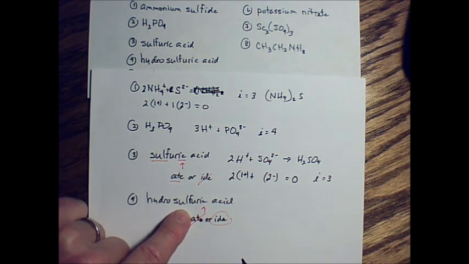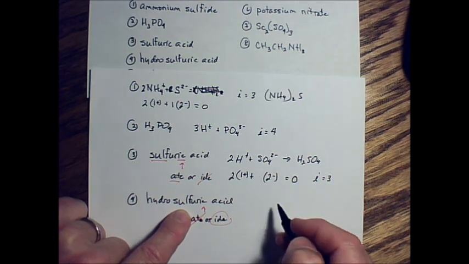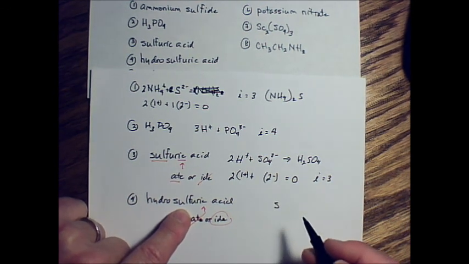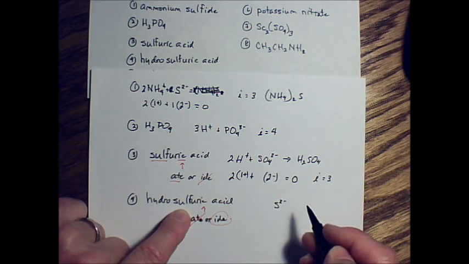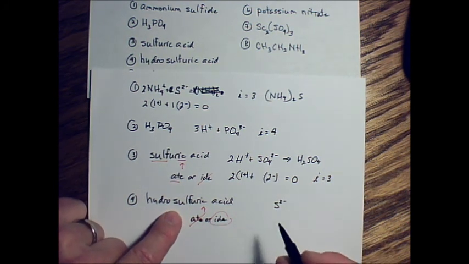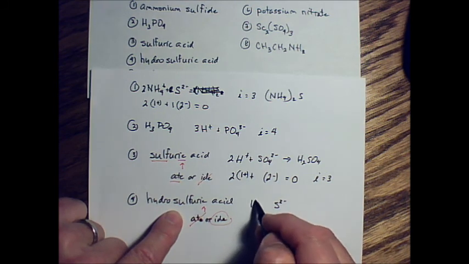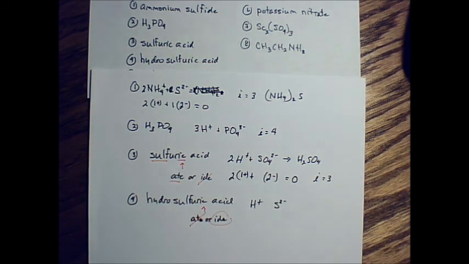Well, that should be sulfur. What kind of charge does a sulfide have? 2 negatives. It has to be a negative charge. If it's an acid, what do we put on the front of it? H plus. How many H pluses do we need? 2. What is I here? 3.